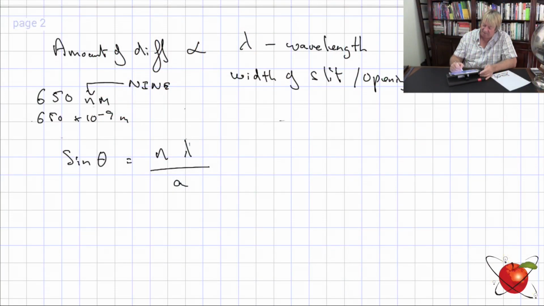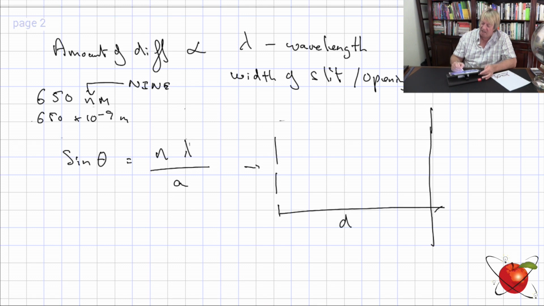Here's my slit over there. My light is coming in this way, and I'm going to put a screen over here, some distance away. As the light comes in, remember, we got patterns. Let's put it in red. Right opposite here we got a bright section, then dark, then another bright section, then dark, then bright, dark.